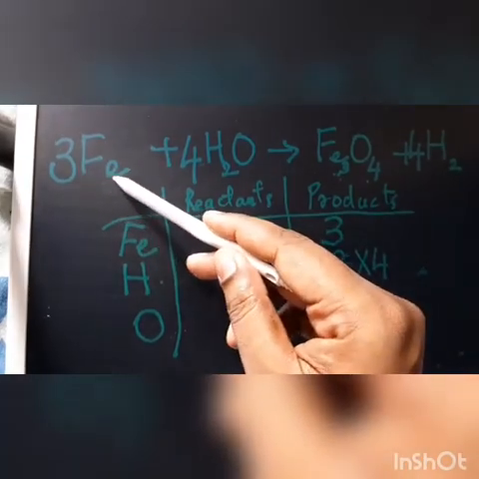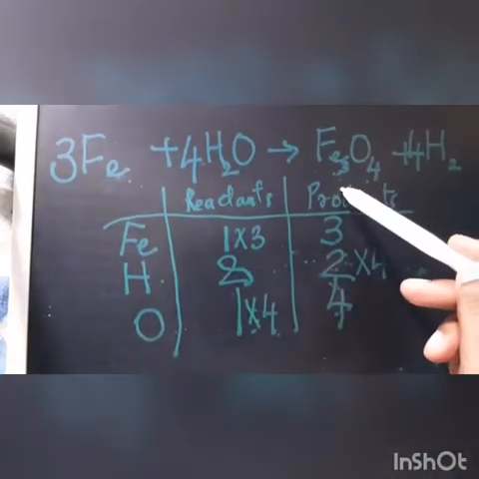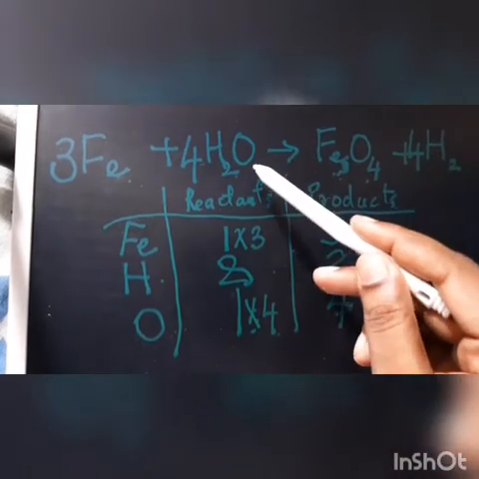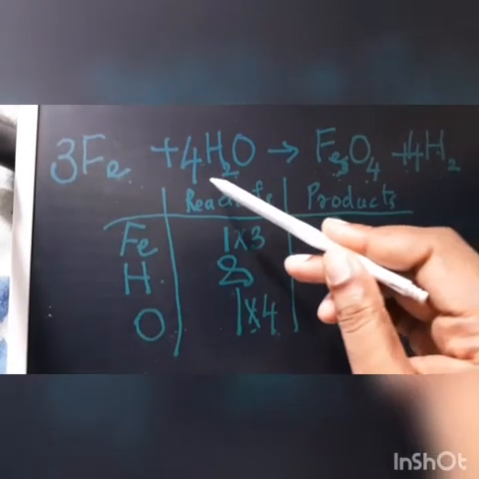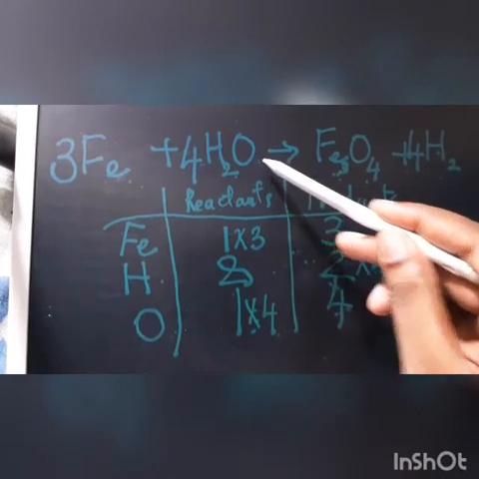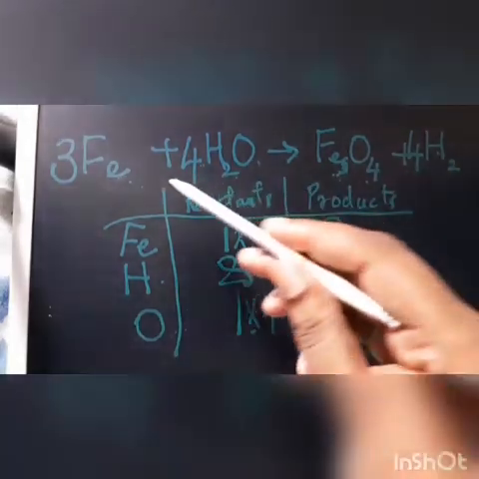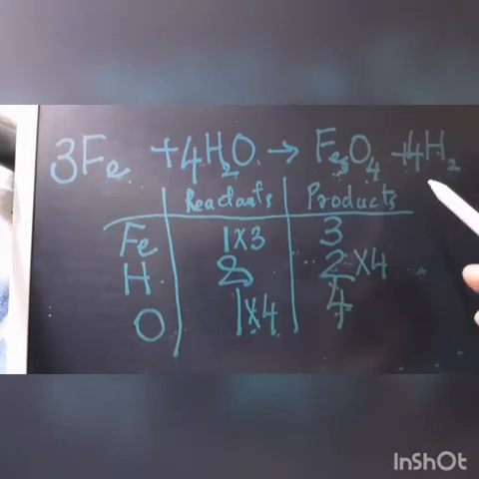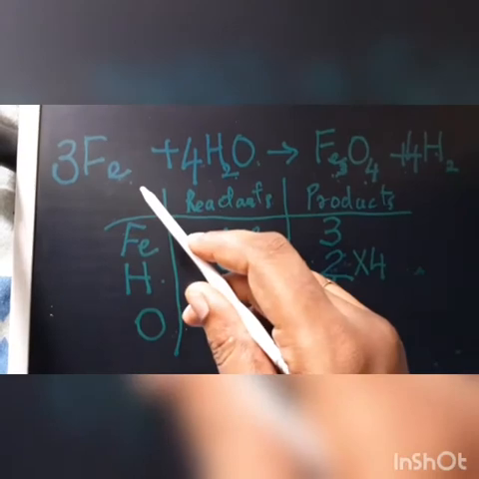3 iron atoms on the reactant side, 3 on the product side. 4 into 2, 8 hydrogen atoms on the reactant side, 4 into 2, 8 hydrogen atoms on the product side. Oxygen, 4 oxygen on the reactant side and 4 oxygen on the product side. So this equation is a balanced one. Now how will you write a balanced equation? Once this is formed, you will rewrite it with its physical state.